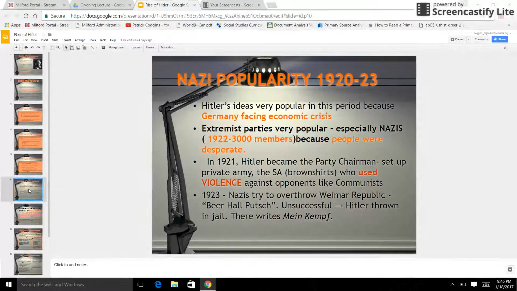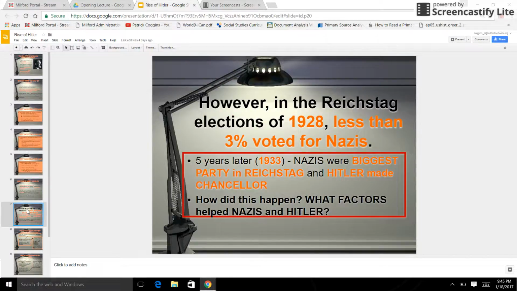And in 1923, the Nazis openly tried to overthrow the Weimar Republic, in what was called the Beer Hall Putsch, and it was unsuccessful. It was a miserable failure, and Hitler was thrown in jail for this unsuccessful attempt against the Weimar Republic. That is where he wrote his famous book, Mein Kampf, from a prison cell after this failed attempt to take over the government.